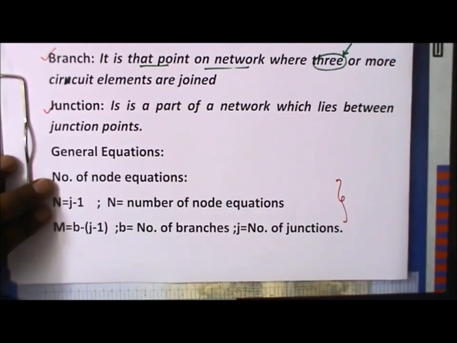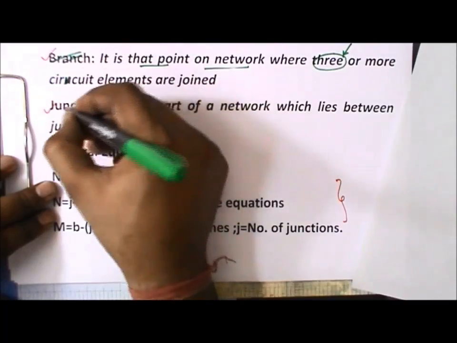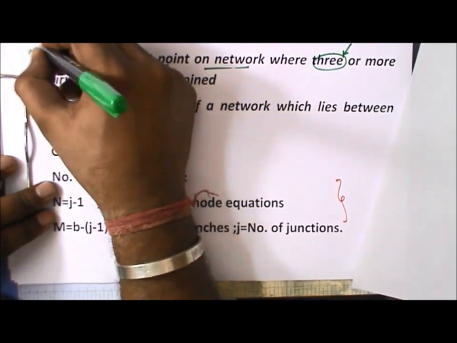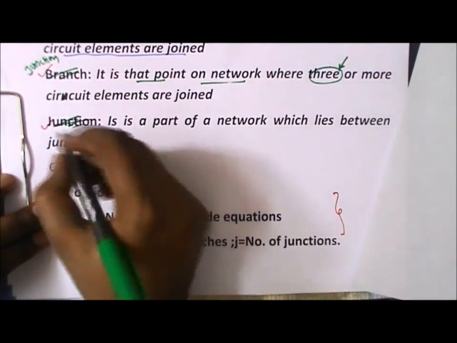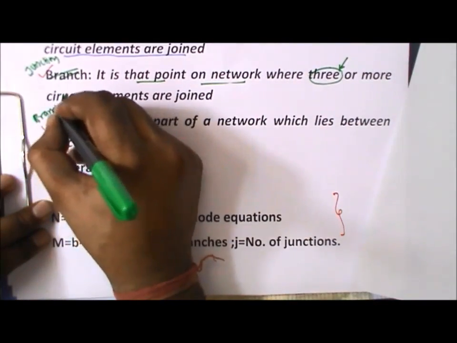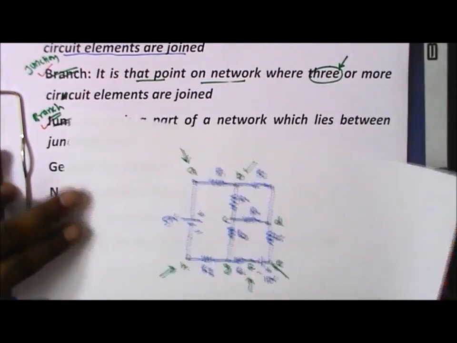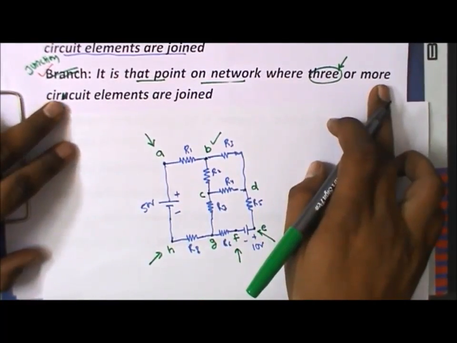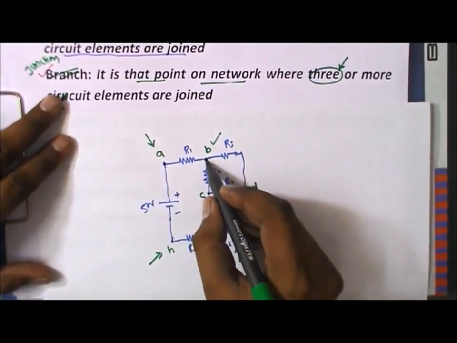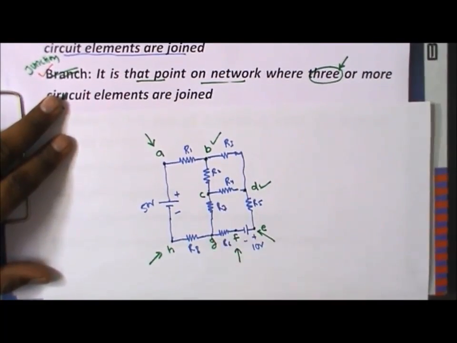branch. I think between 2 points, I think there should be some error. This is basically a junction. This is the junction and this is the branch. I'm so sorry for it. Junction basically is a dead point on the network where three or more circuit elements are joined. So B is a junction, D is a junction, C is a junction, and G is a junction.